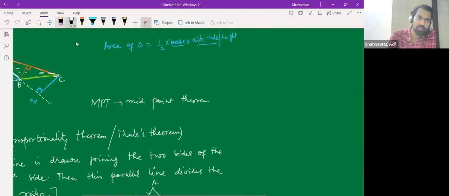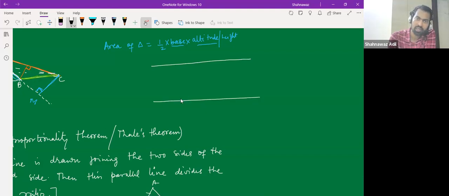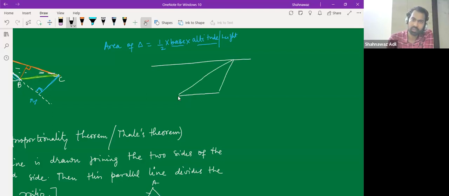So I forgot to tell. Whenever you have two parallel lines, okay, and let me draw it short. Parallel lines, and you draw two triangles like this. So you have one triangle like this, and the other triangle like this, right? So this is ABC, and ABD. Okay. So this ABC and ABD, right?